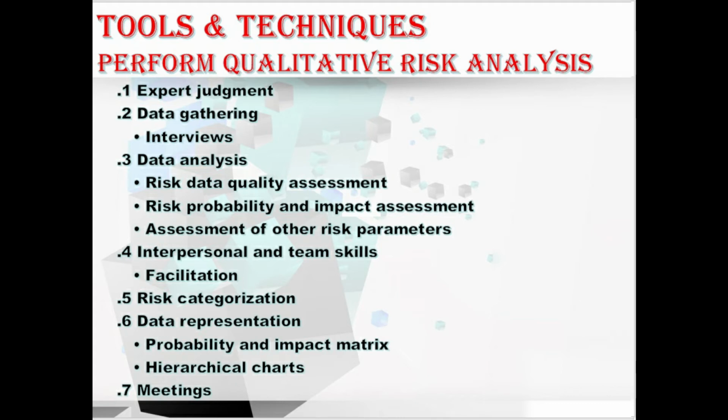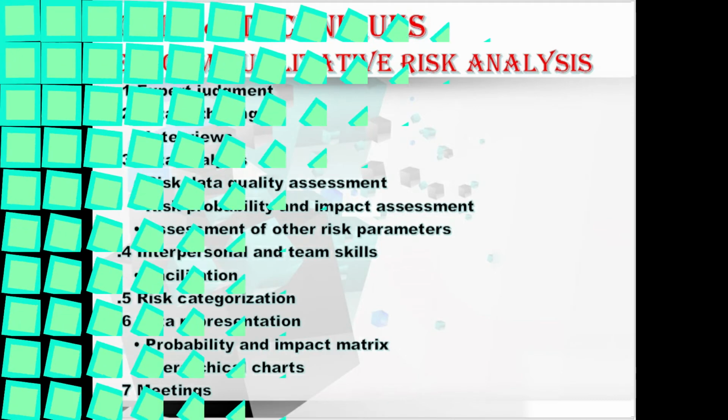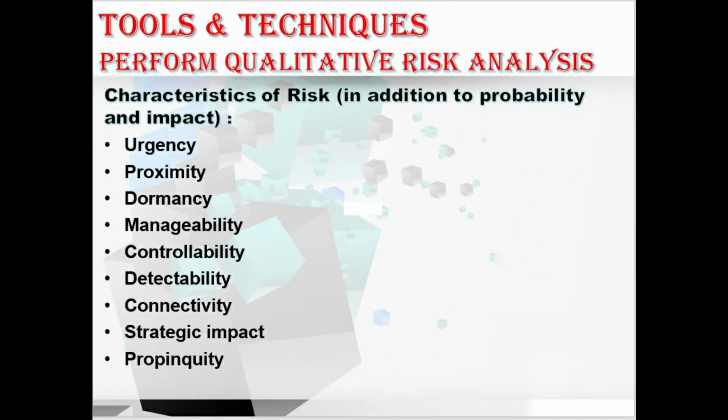Moving to the last one, assessment of other risk parameters. In this, the project team may consider other characteristics of the risk when prioritizing the individual project risk for further analysis and action. And we have different characteristics of the risk here, such as urgency, proximity, dormancy, manageability, controllability, detectability, connectivity, strategic impact, and propinquity. Hope you go through all these characteristics of risk in the PMBOK guide. Hope you understood this data analysis technique.